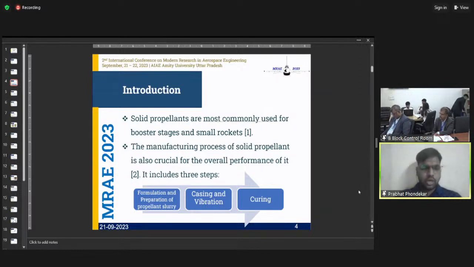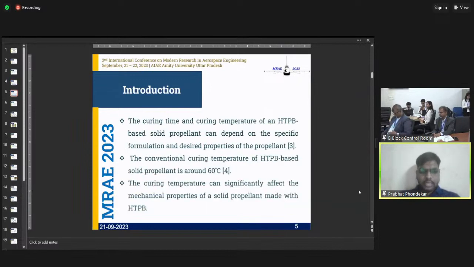Formulation means you have to take all the ingredients, basically the oxidizer and fuel binder. If you're making a composite solid propellant, there are many ingredients involved, whether it is a curing agent, cross-linking agent, plasticizers, additives, etc. The next one is the casting, according to the mold and mandrel, and the last one is the curing process. Basically we have to keep it inside the oven for a specific period of time. My study focuses on the curing part, not the formulation part.